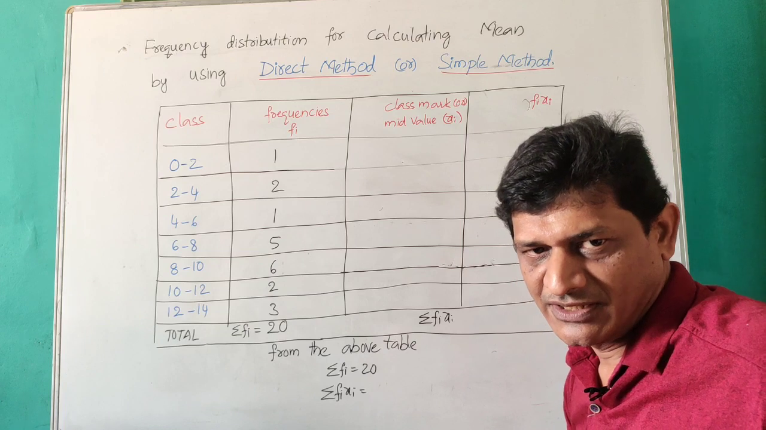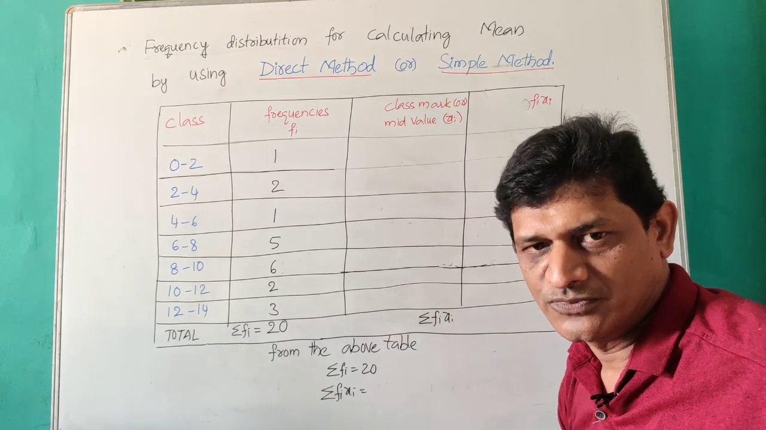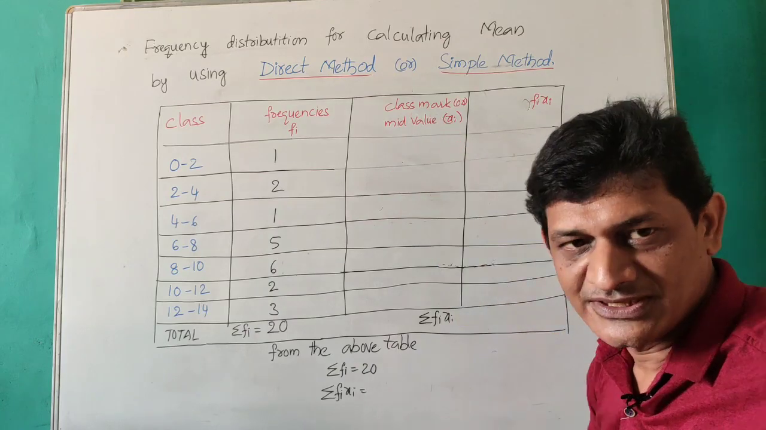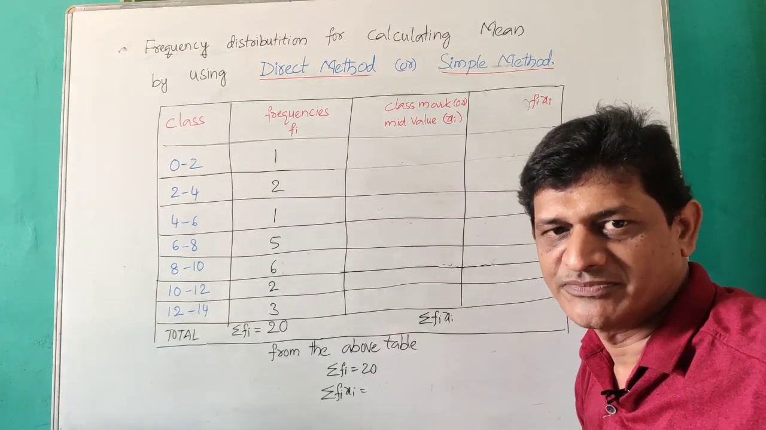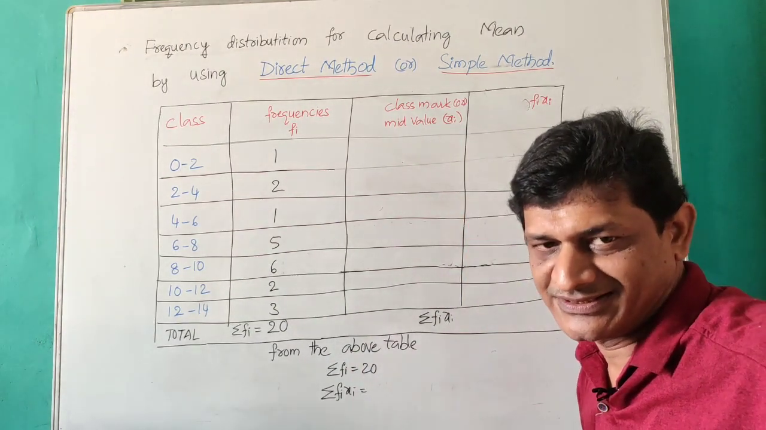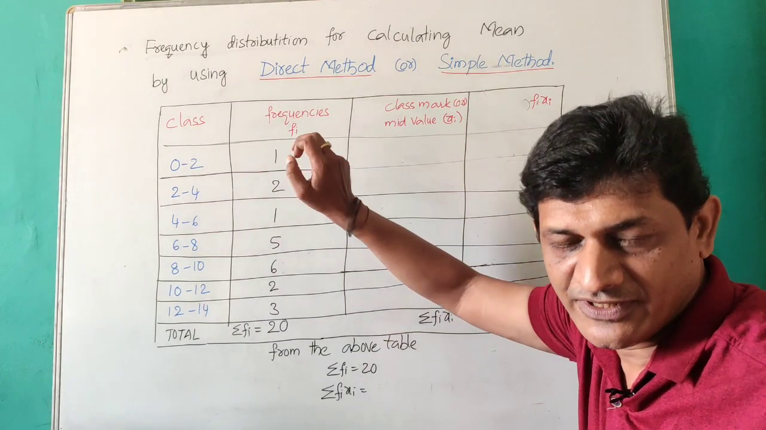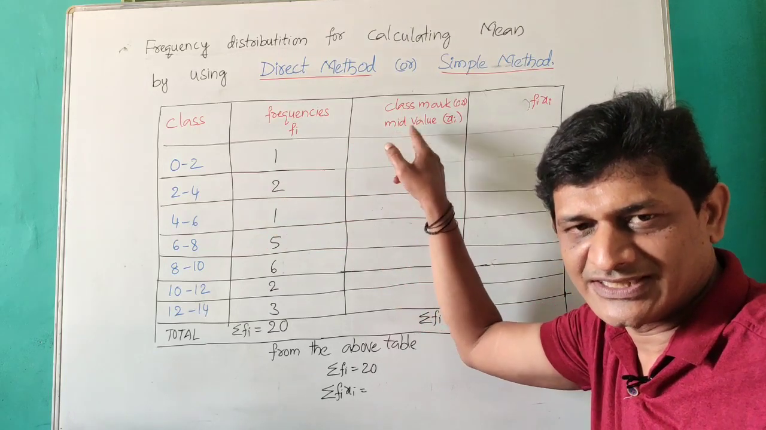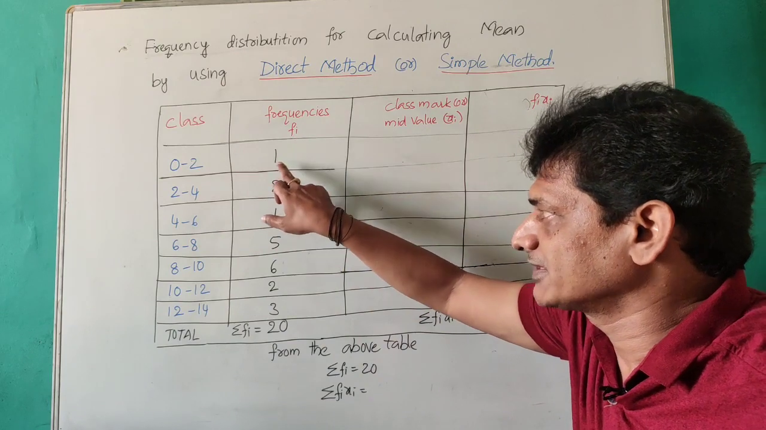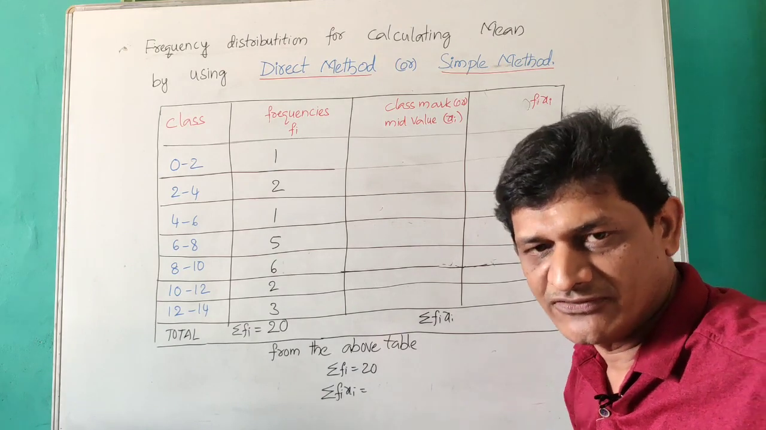To find the mean by using this method, you have to create two more columns. One column is the class mark column, which is also called the mid value column. Generally, mid values are represented with xi's, and frequencies are represented with fi's. fi means frequency of the ith class, xi means mid value of the ith class. Suppose you take the first class, f1 is nothing but the frequency of the first class, and x1 is nothing but the mid value of the first class.